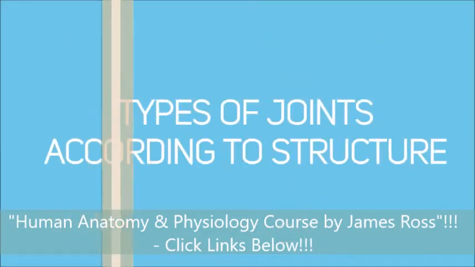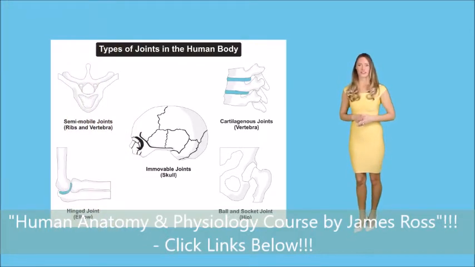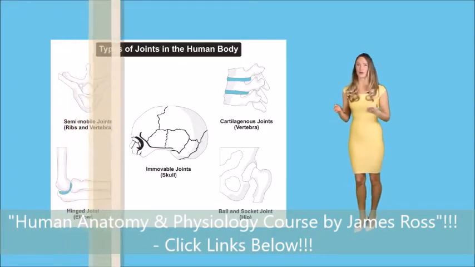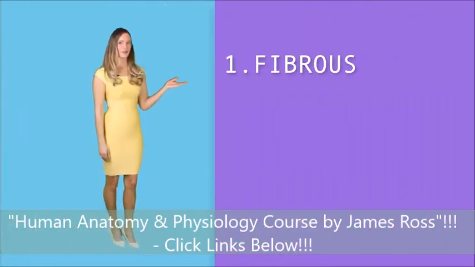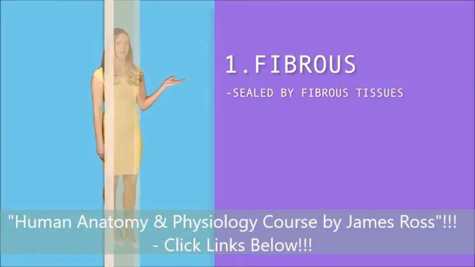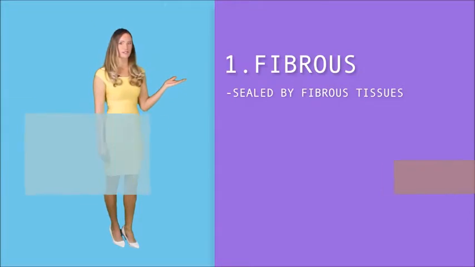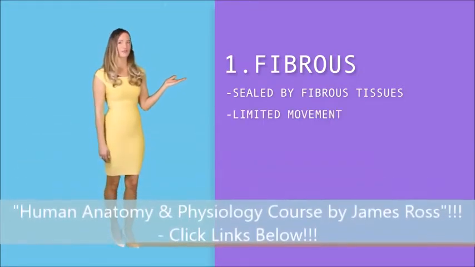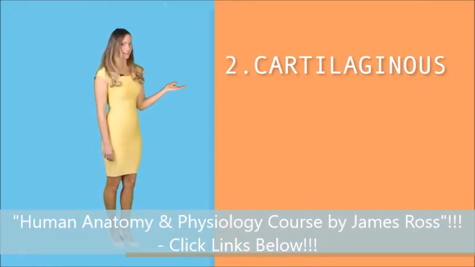Types of joints according to structure. As mentioned, there are three types of joints according to structure, or the kind of tissue that holds them together. One, fibrous. These are joints whose surfaces are sealed by fibrous tissues. Given that they are fibrous, the connective tissues are hard, and movements allowed for the bones become very limited, making the bones close to immovable. Two, cartilaginous. These are the joints that connect via the softer cartilaginous tissue.